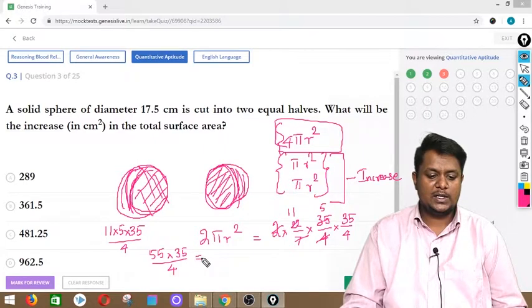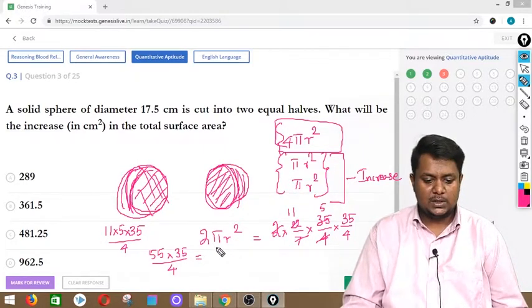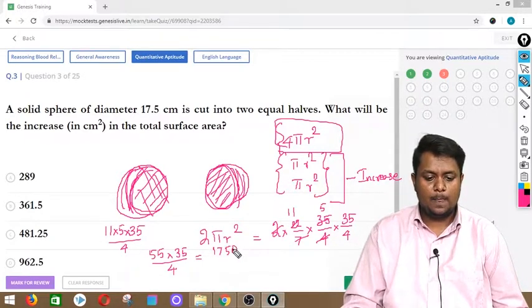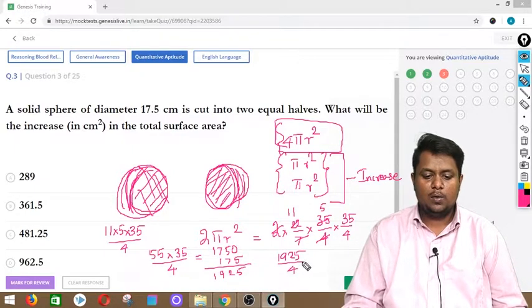Okay, now let us see. 55 into 35. 50 into 35 is 1750. 5 into 35 is 175. So when I add this, I get 1925. This I have to divide by 4. 1925 divided by 4. What do I get?